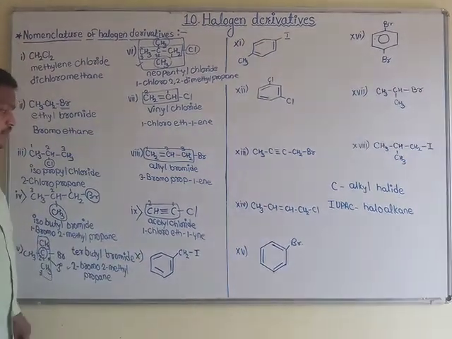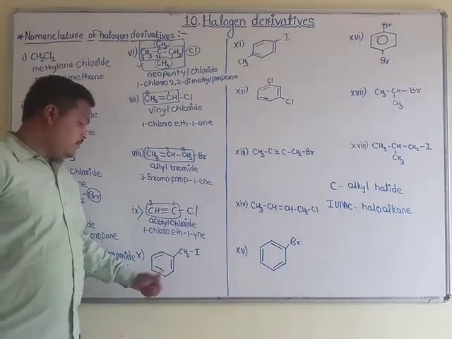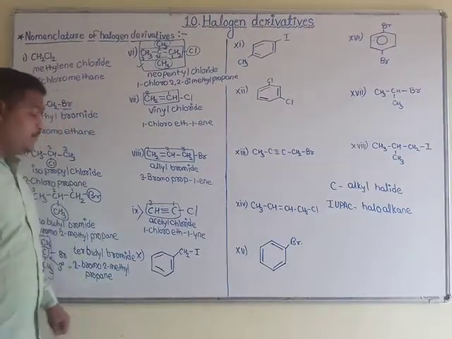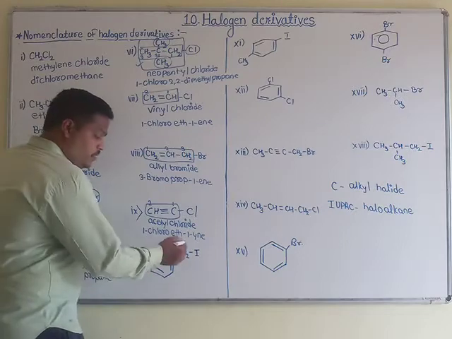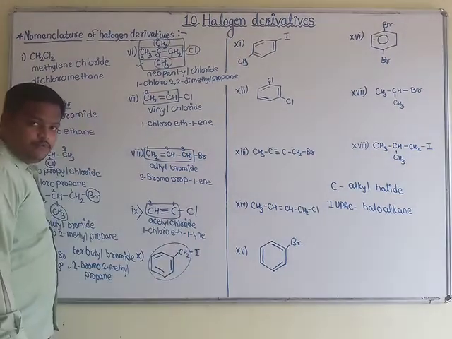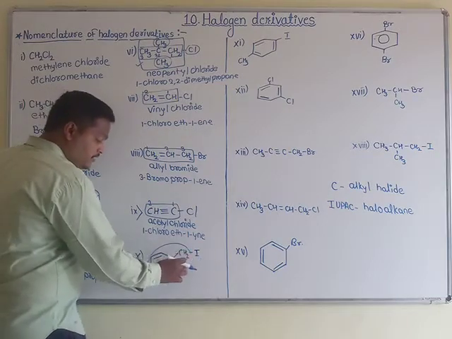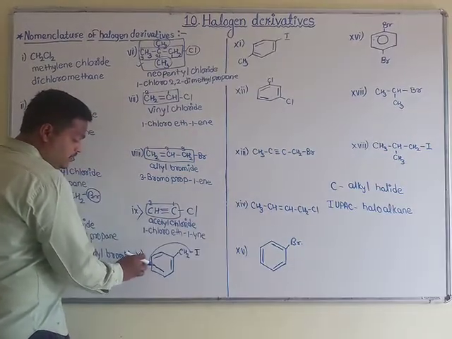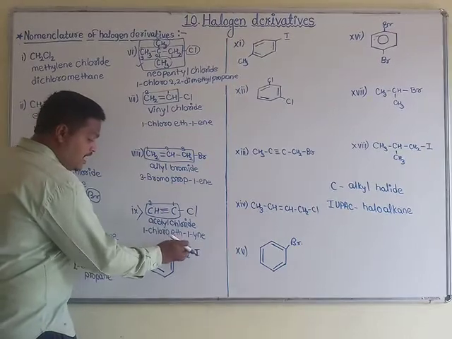What will be the common name of the next compound? Yes, what is the common name? This group is the benzyl group and iodine is added. Therefore, this compound is termed as benzyl iodide.